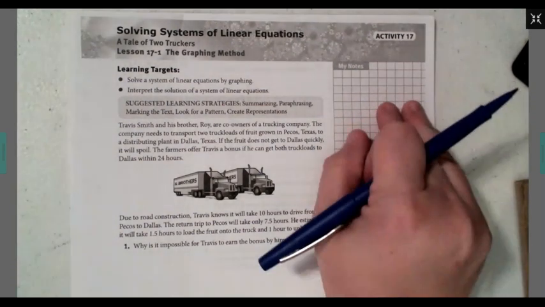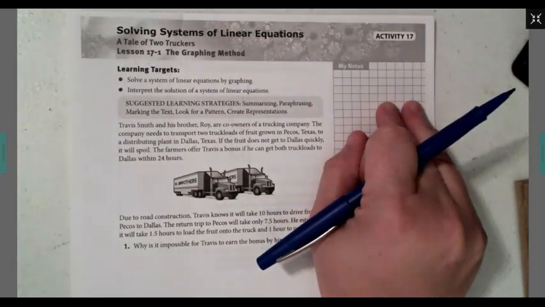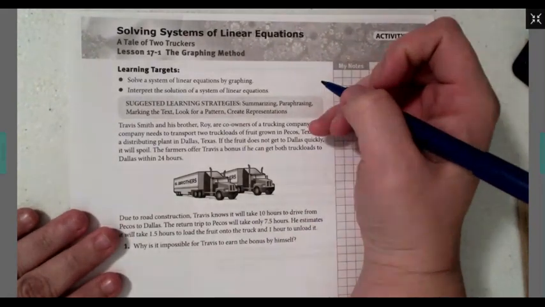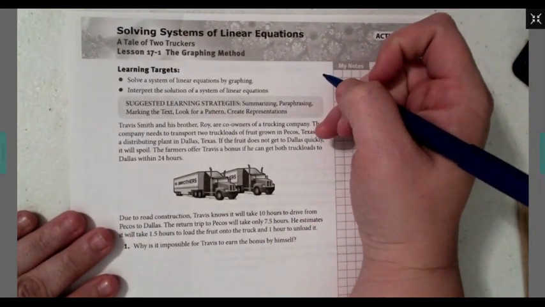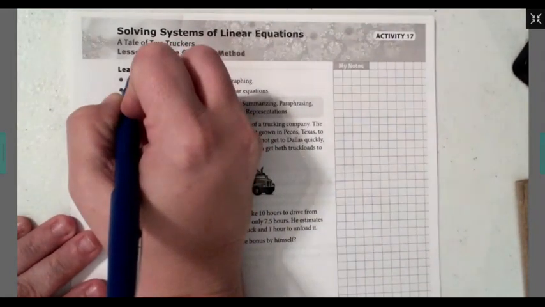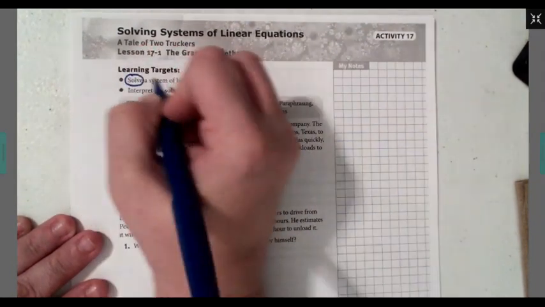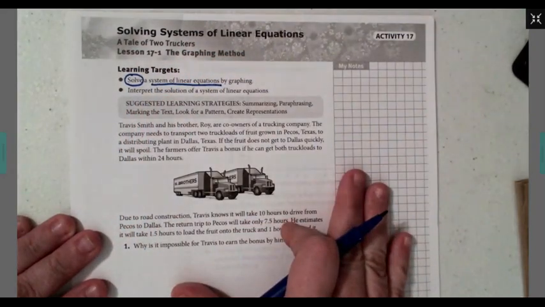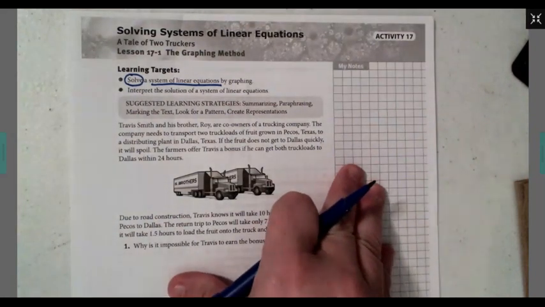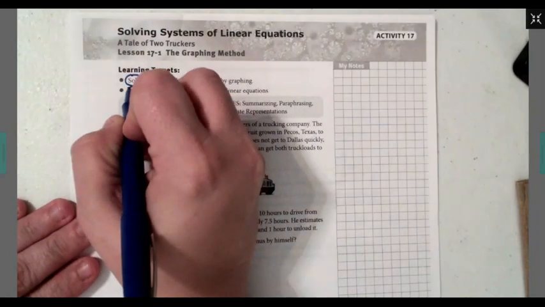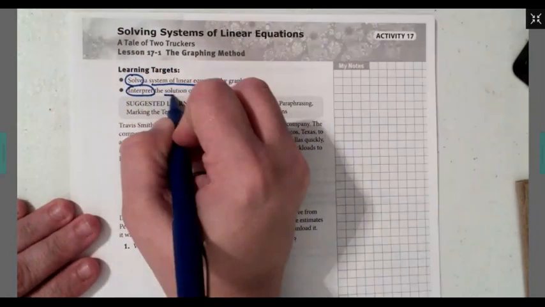All right, today we'll be covering lesson 17-1, the graphing method. The first thing we're going to do is unpack our learning targets. Our learning targets start by saying solve a system of linear equations by graphing. So what are we going to be doing? We're going to be solving a system of linear equations. Second, it says interpret the solution of a system of linear equations. So we are going to be interpreting solutions.